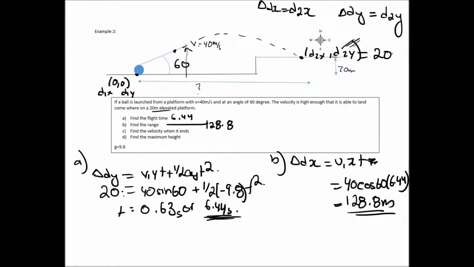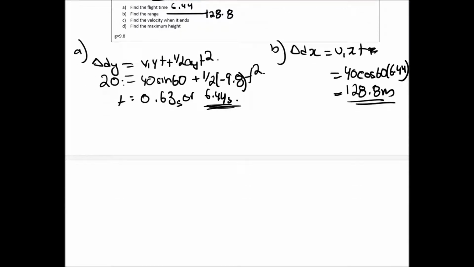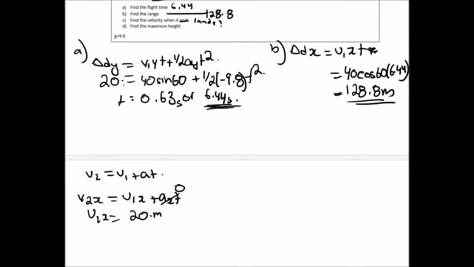Find the velocity when it lands, wrong word, not ends, but lands. And the velocity when it lands, we're going to be using this equation, v2 equals v1 plus at. So let's solve for both components of y and x. Let's do x first because it's pretty simple. v2x equals v1x plus ax t. There is no acceleration in the x, so that's 0. So therefore v2x is going to be 20 meters per second, or 40 cos 60.